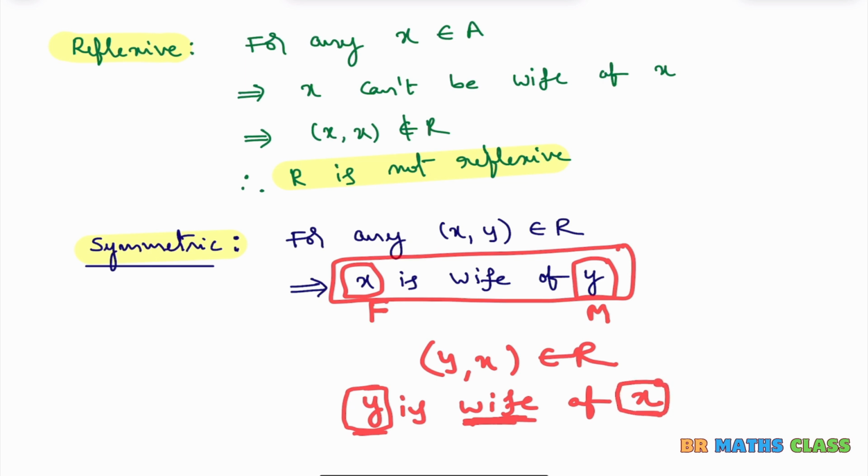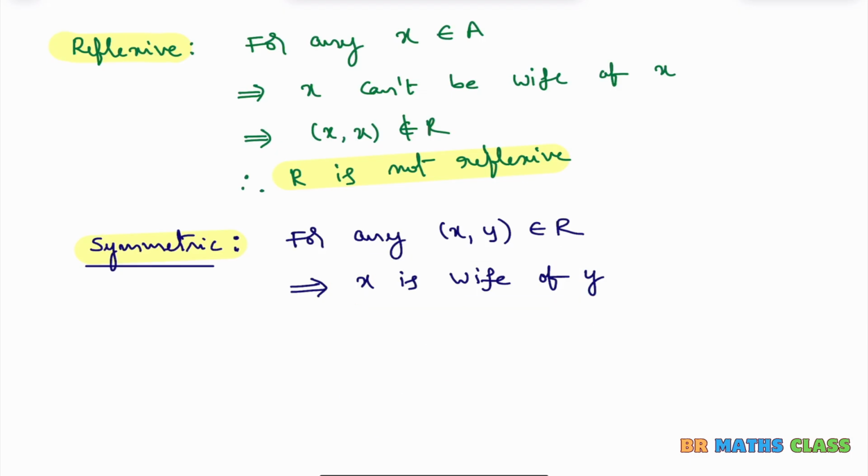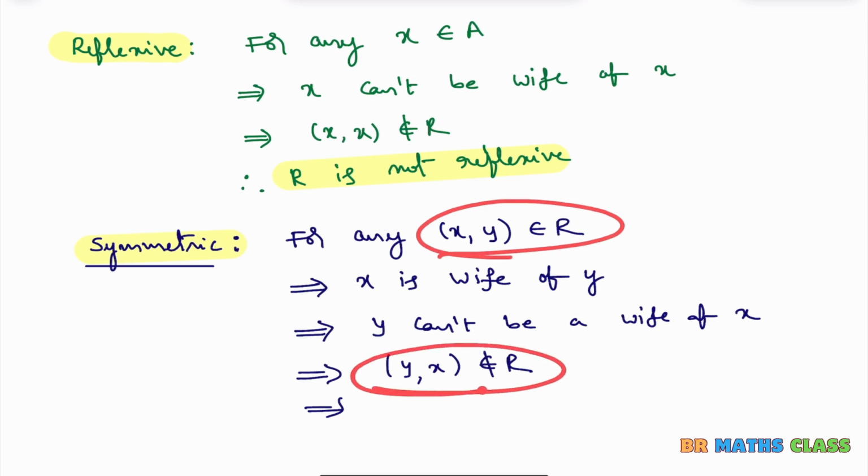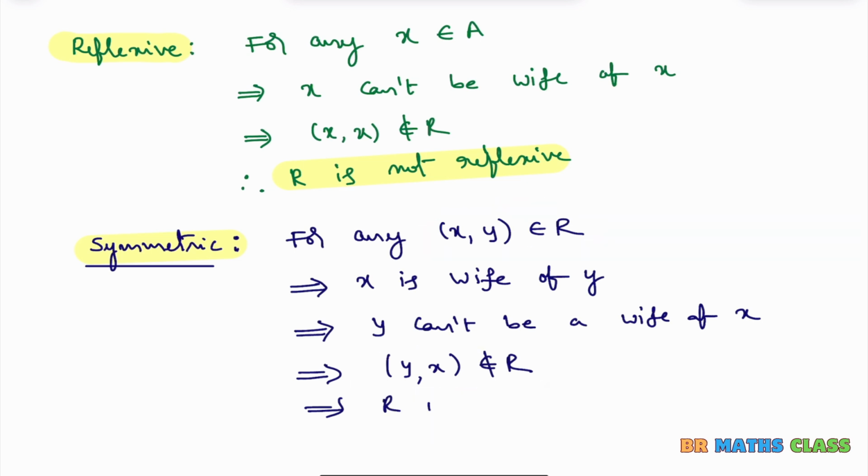I need to look for whether y comma x belongs to the relation or not. But y comma x cannot belong to this relation because as y is a male, y cannot be a wife of some person. So y cannot be a wife of x. From this what I can say? The order pair y comma x does not belong to the relation. Therefore, I can write that the relation R is not symmetric. This relation is not reflexive. This relation is not symmetric also.